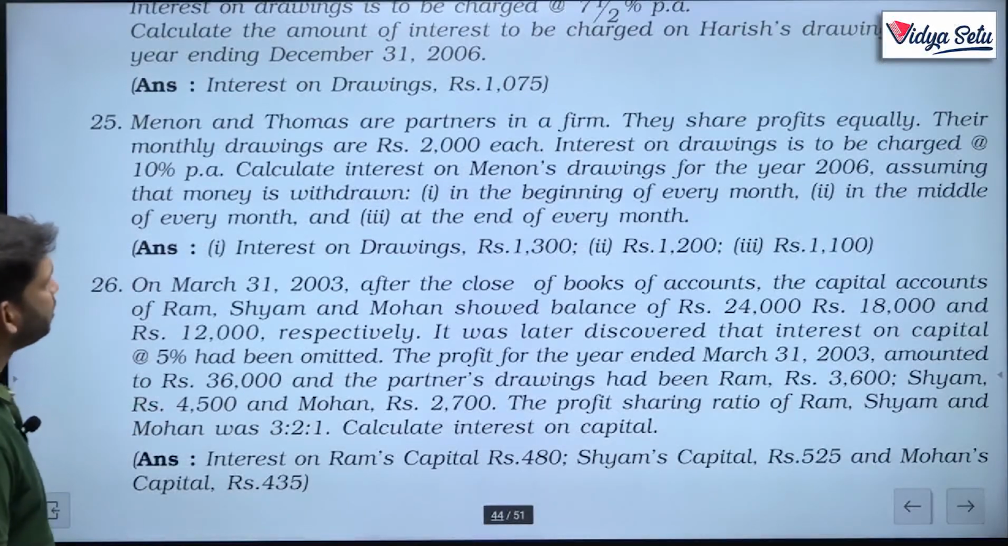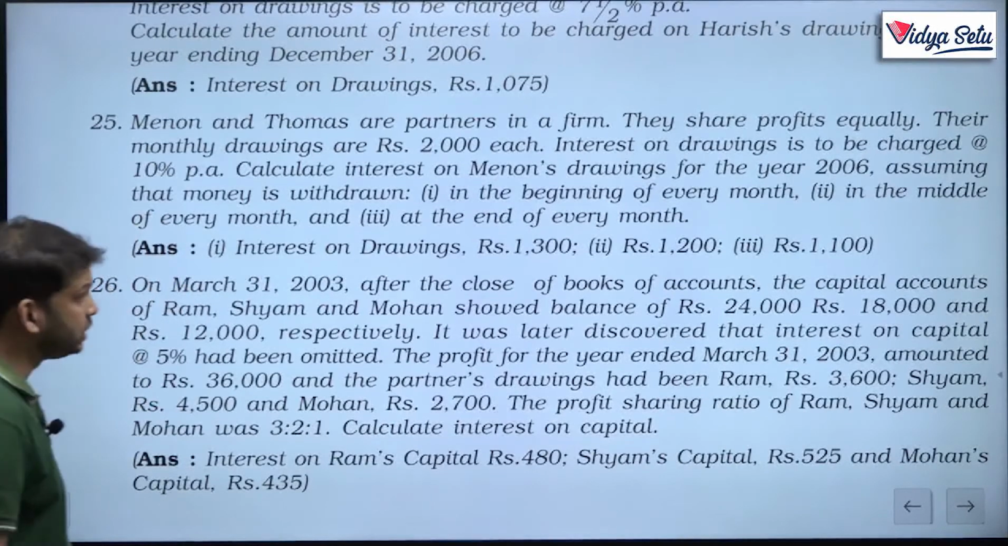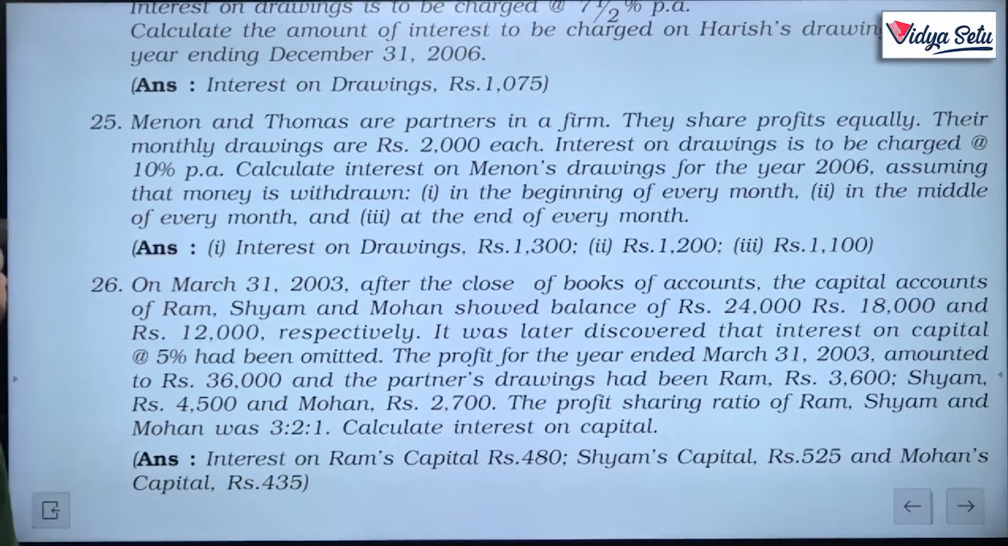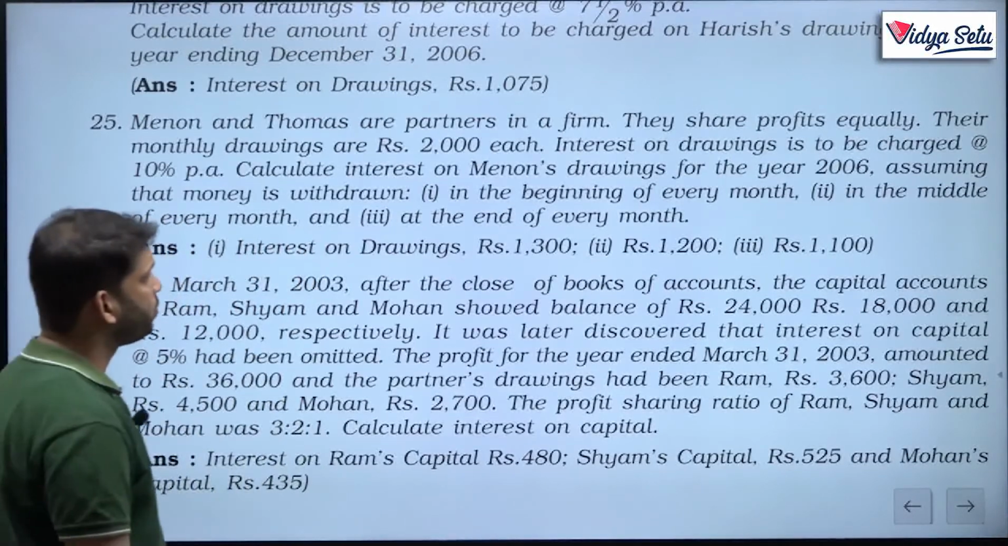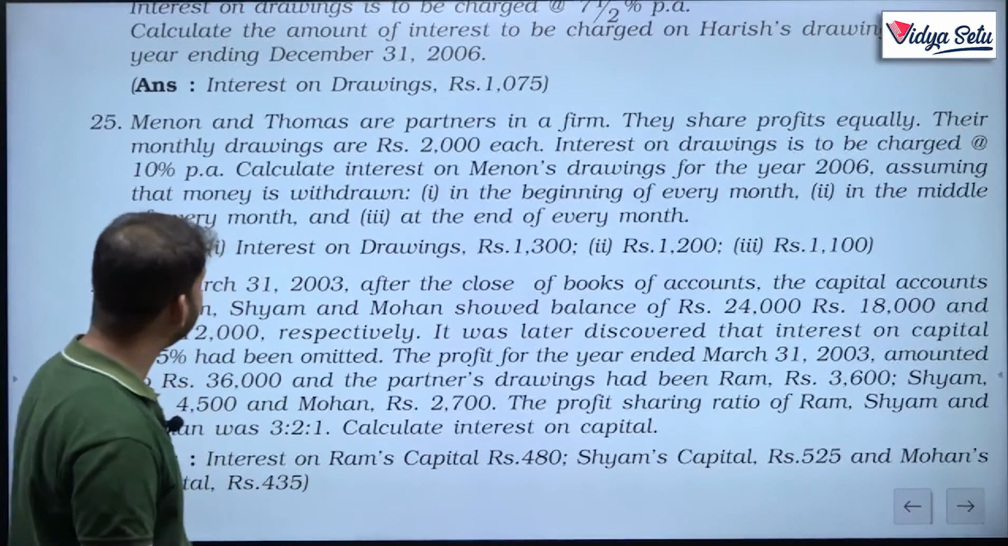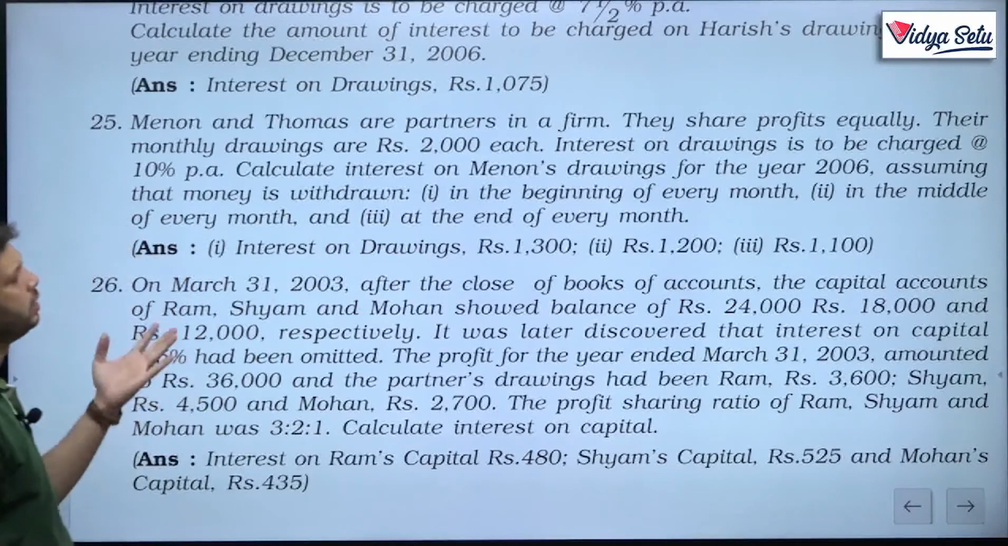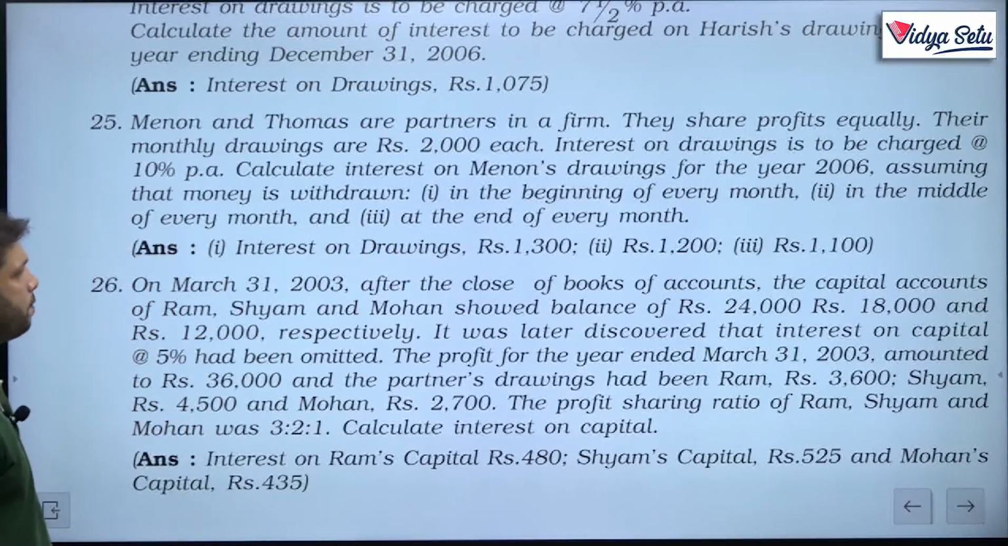Mannon and Thomas are partners in a firm. They share profits equally. Their monthly drawings are rupees 2,000 each. Interest on drawings is to be charged at 10% per annum. Calculate interest on Mannon's drawings for the year 2006, assuming that the money is withdrawn in the beginning of every month, in the middle of every month, and in the end of every month.